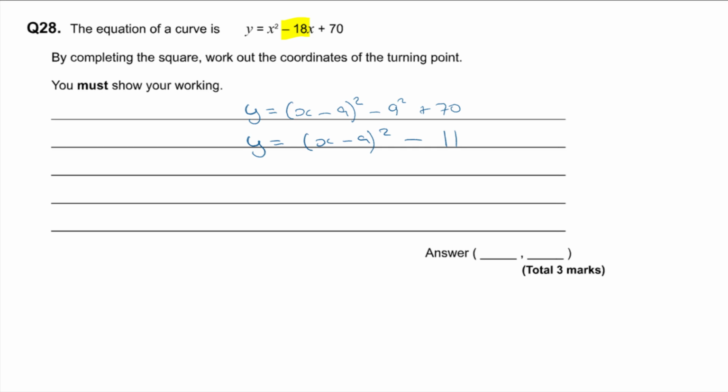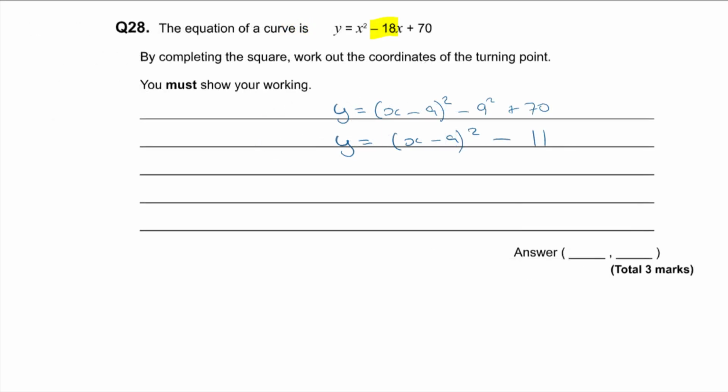So then the turning point is going to be when this part of the bracket is going to be 0, and the value of x that makes that bracket 0 is 9. And when that bracket is 0, the y value is going to be minus 11.